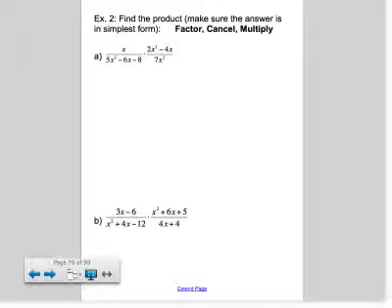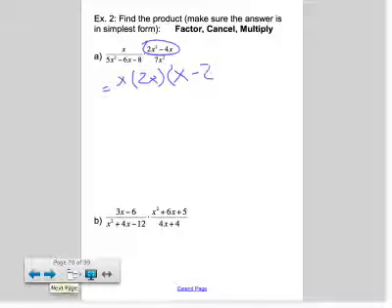Okay, find the product, make sure the answer is in simplest form. You'll notice here I have kind of a mantra: factor, cancel, then multiply. So when you're looking at this, you can go ahead and combine the tops, but I don't want you to distribute. What I want you to do is have x, and then when you look at this second term right here, I can pull a 2x out of that. So I have 2x, and then the thing that's left would be x minus 2.